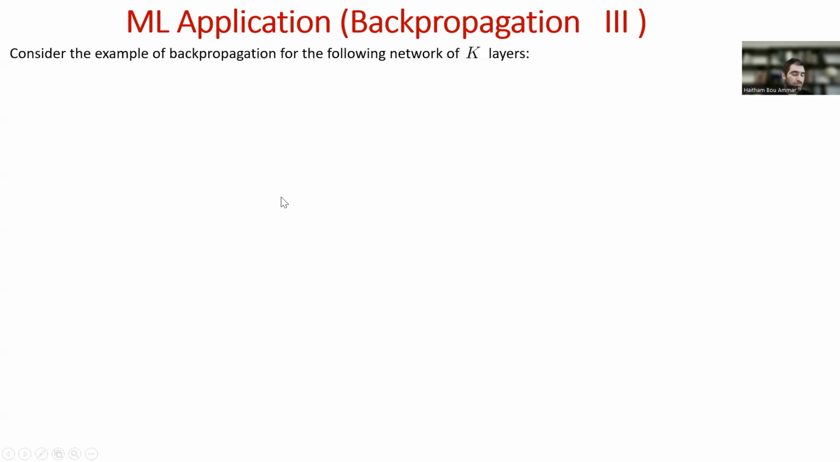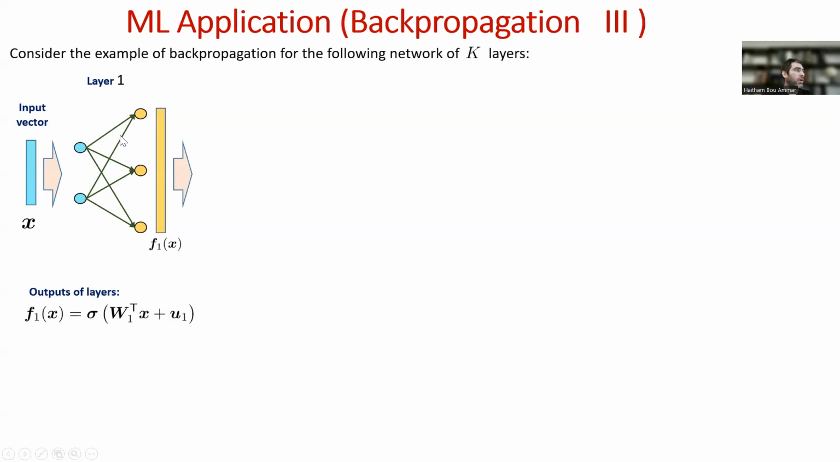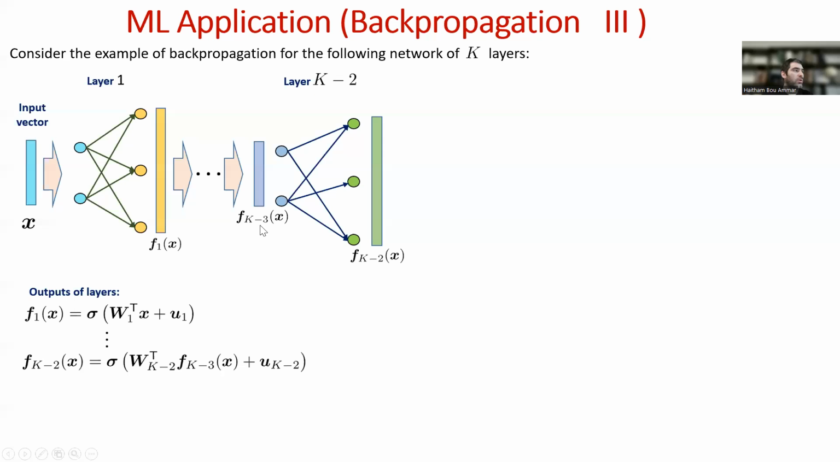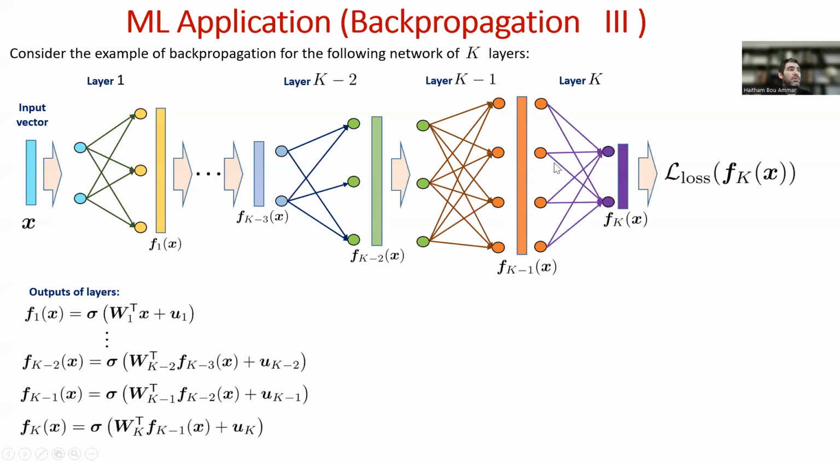So consider now the example of backpropagation for the following K-layer network. We have the input x, we have the first layer, which outputs vector f1 of x, and so on. Then the k minus third layer, k minus 2 layer, k minus 1, and k. And then finally we get the value of the loss function here. So we can see this simple neural network that has k layers, and we already know that the outputs of the layers form this recursive structure presented here.